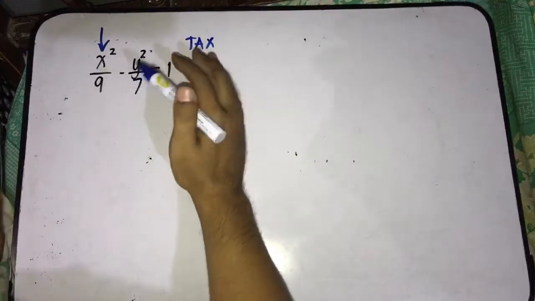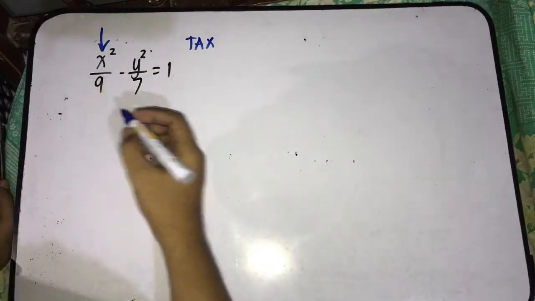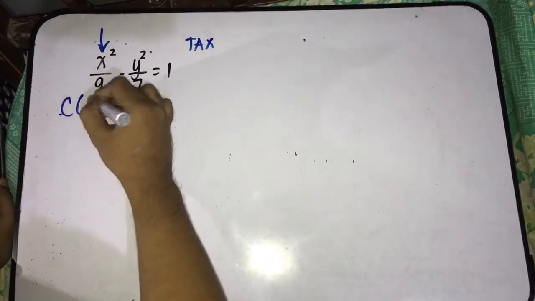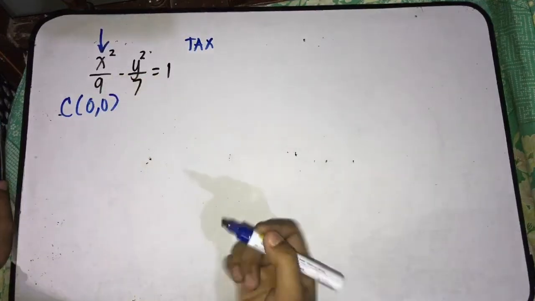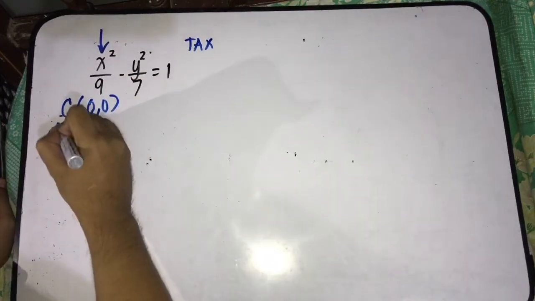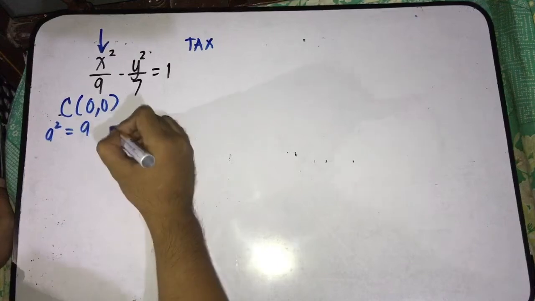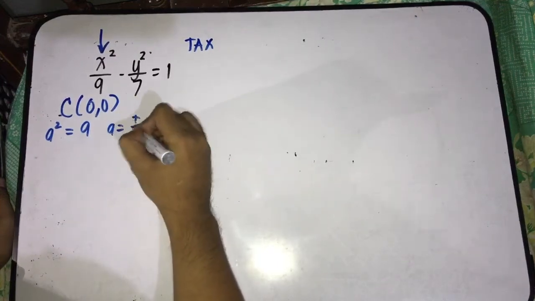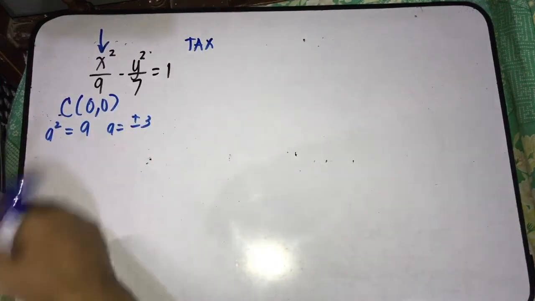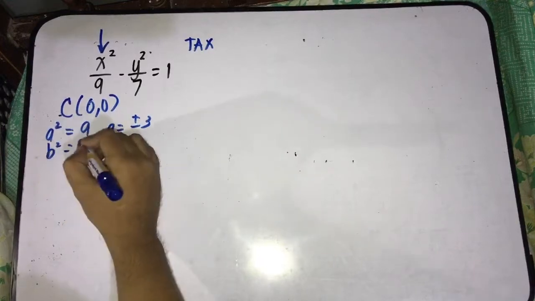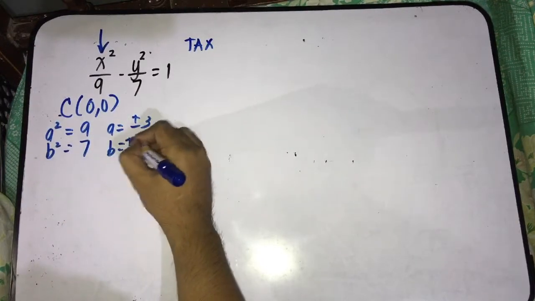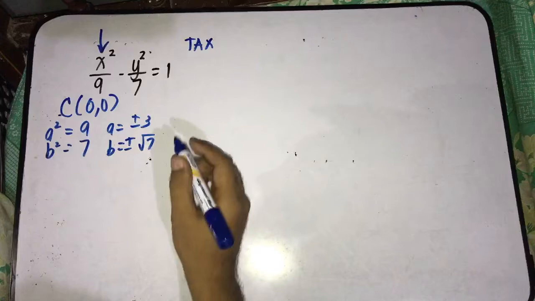So, if this is the given, therefore the center is now located at point (0, 0), which is at the origin, and our a squared is 9, therefore a is equal to plus minus 3. Our b squared is equal to 7, therefore our b is square root of 7.